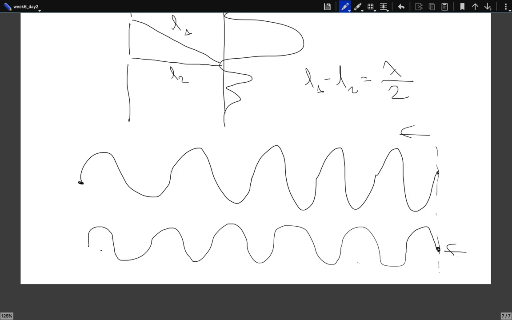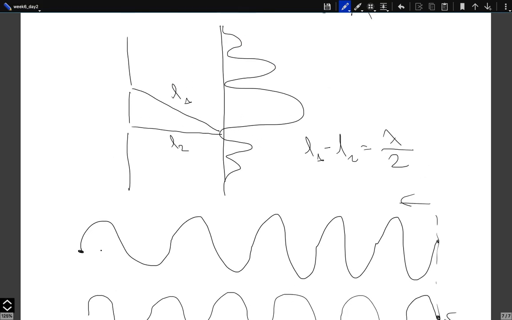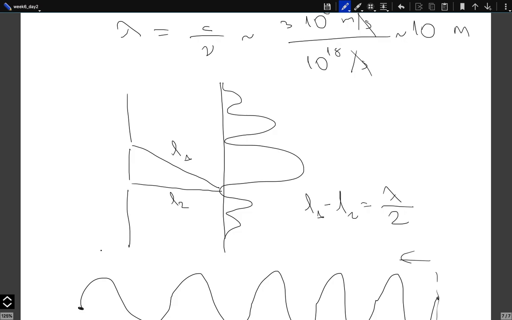So you see, one of them is now increasing, the other one is decreasing. So at this point, these are the same points, they will just add up to 0. One will have positive values, the other one will have negative values. So you get essentially 0 intensity at this point, if the difference is half a wavelength.